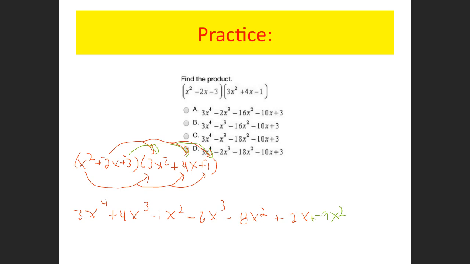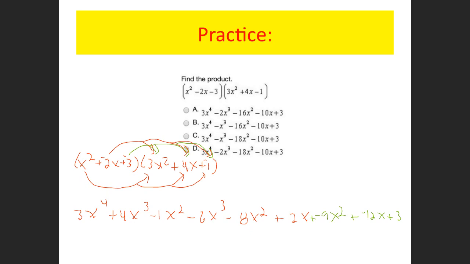That's plus negative 9x squared. Negative 3 times 4x gives me plus negative 12x. And negative 3 times negative 1, which gives me positive 3. All right. Whew, that's a mess. So I'm going to try to put things together.